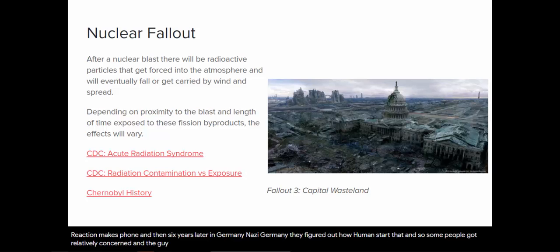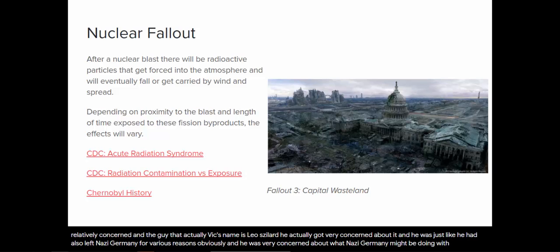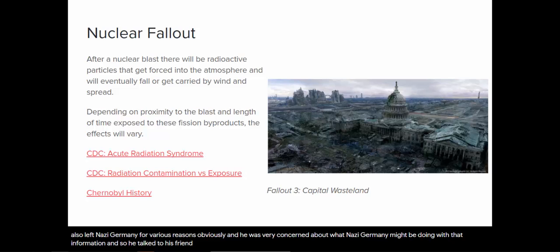The guy, I think his name was Leo Szilard, got very concerned about it. He had also left Nazi Germany for various reasons, obviously, and he was very concerned about what Nazi Germany might be doing with that information. So he talked to his friend who had also left Nazi Germany, his friend Albert Einstein, who lived in America at the time. He went and talked to Einstein and was like, yo, have you heard about all this stuff? And Einstein had not. He started thinking about it, going, you might be right about the Nazis and this whole atomic bomb thing.